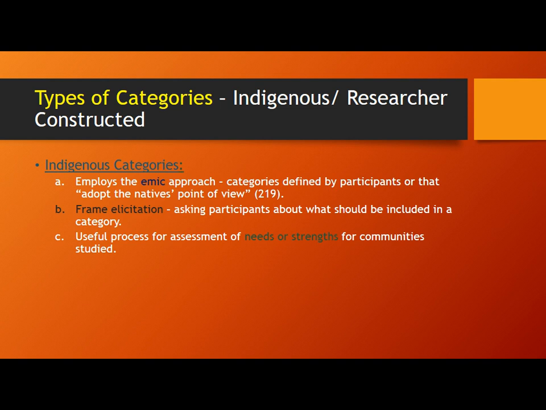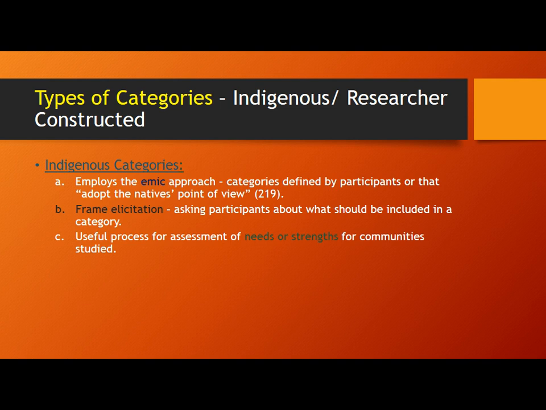Indigenous categories, which use an emic approach, take the perspective of the participants to create categories. So it's not us as researchers trying to necessarily think up what constitutes a category. We actually use the participants to help with that. The book also talks about a concept called frame elicitation, which asks participants about what should be included in the category. So not only just designing the categories themselves, but what kind of is the range within the categories for the meaning units. Okay.